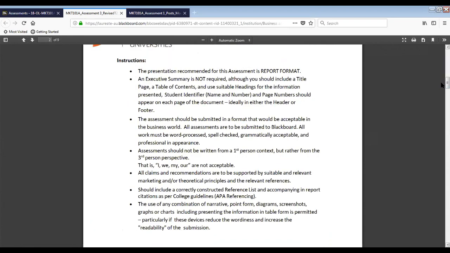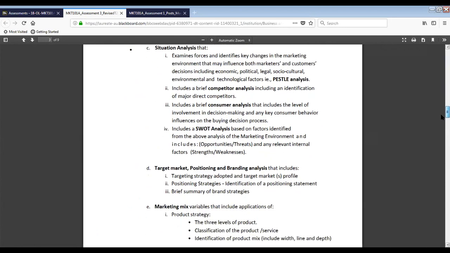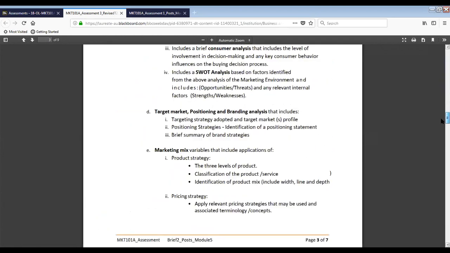The tasks include the brief introduction, company background, environmental forces, and also marketing strategies. Okay, so that's basically assessment 3 in a nutshell. In terms of marketing strategies, we are going to learn STP and also marketing mix variables. All right, so that's basically the assessments overview in a nutshell.